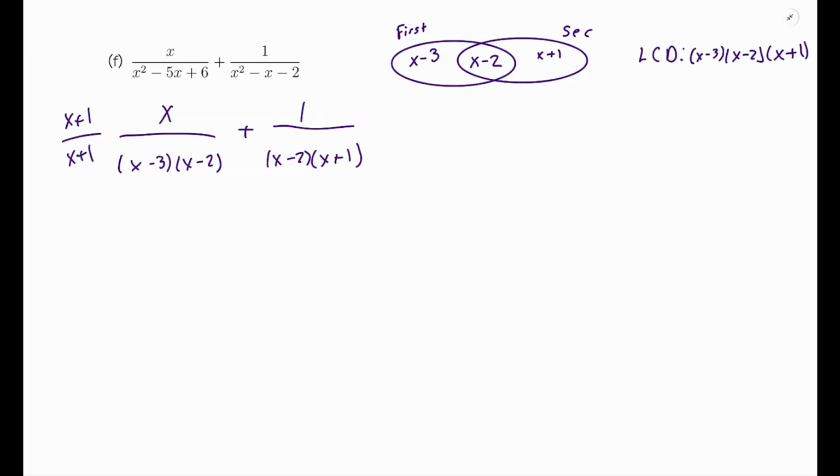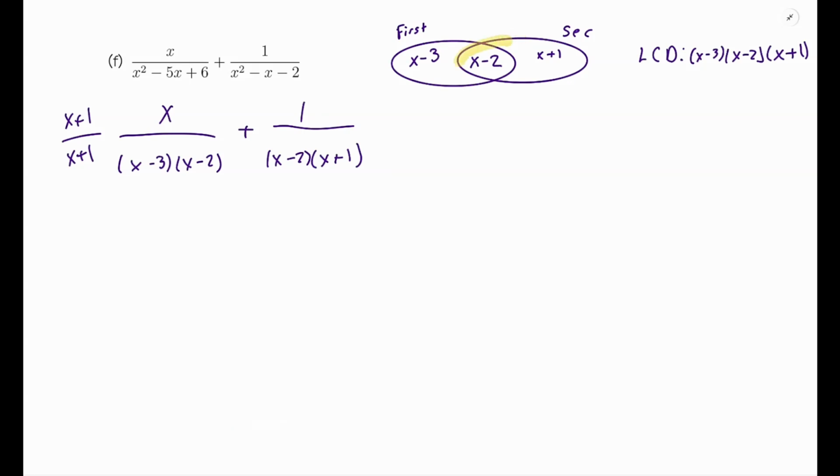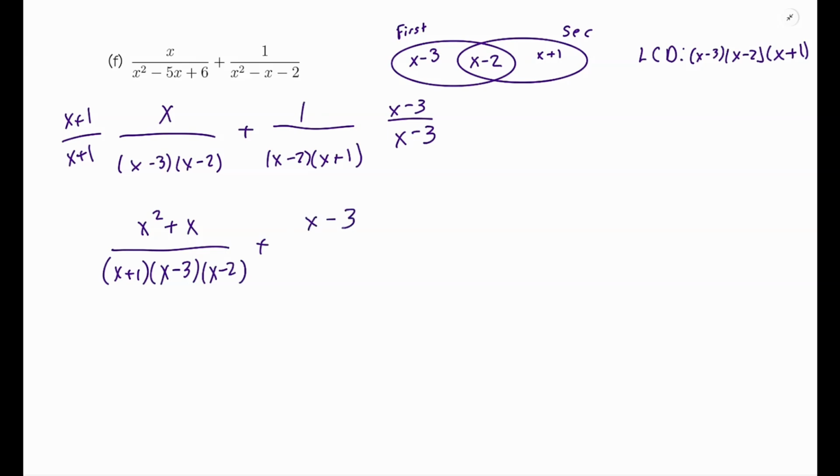Don't forget, whatever you do on top, you have to do on the bottom. Then, for the second fraction, I need to look at what's outside of this circle. Well, x minus 3 is outside of that circle, so I have to multiply the second fraction by x minus 3. So we get x squared plus x over x plus 1, x minus 3, x minus 2, plus x minus 3 over x plus 1, x minus 3, x minus 2.